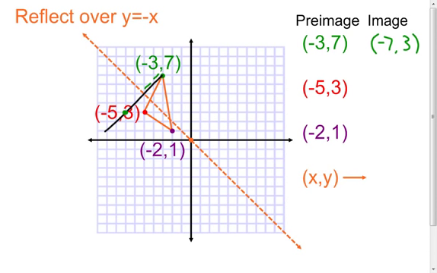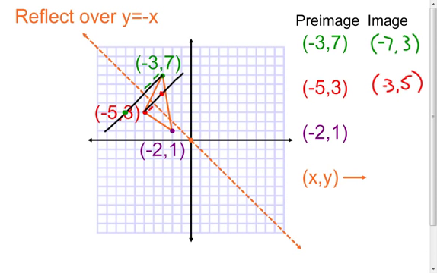Same thing for my red point. Now I'm going to go this way. Now realize this time, the slope of my line of reflection is negative 1, so I'm making segments that have a slope of positive 1. Now my red point is 1 diagonal away, so I go 1 diagonal away, and I'm right there, and I end up at negative 3, 5.